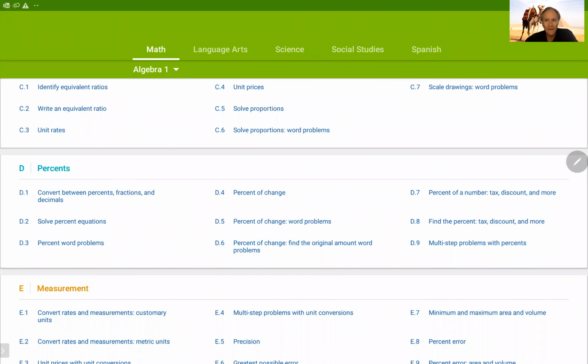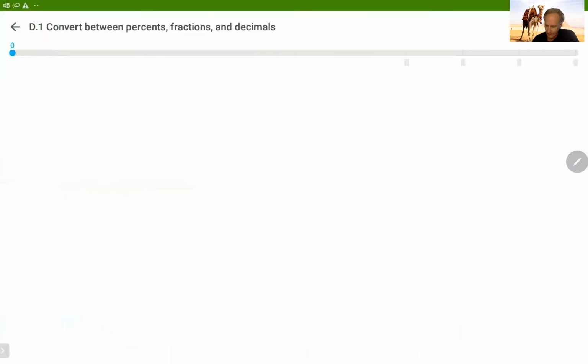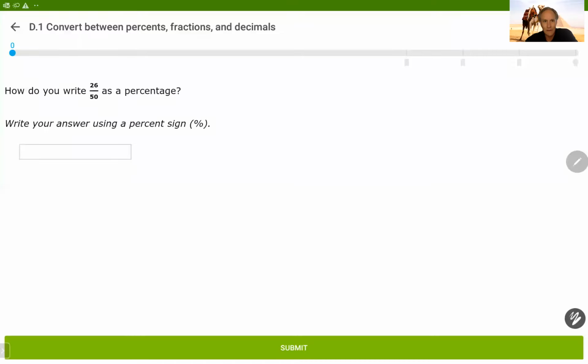Hi, everybody. We have a new section we're going to deal with, which is percents. This is section D of Algebra 1 of IXL. And the first section is converting between percents, fractions, and decimals. One of the things I want to mention at the very beginning of this is that fractions, decimals, and percents are all the same thing. They're all rational numbers, and they're just ways of writing the same thing. They're not different things. So I want to keep that in mind.